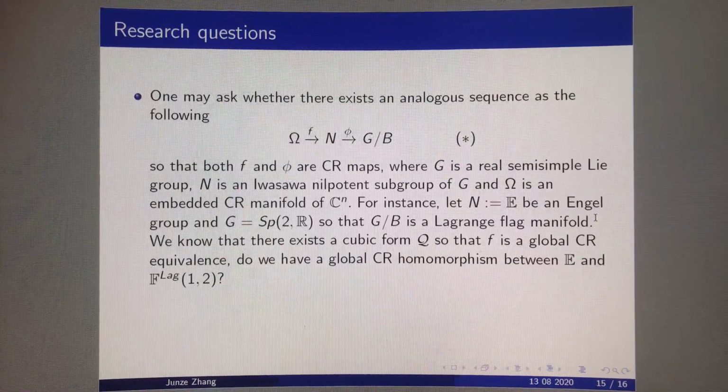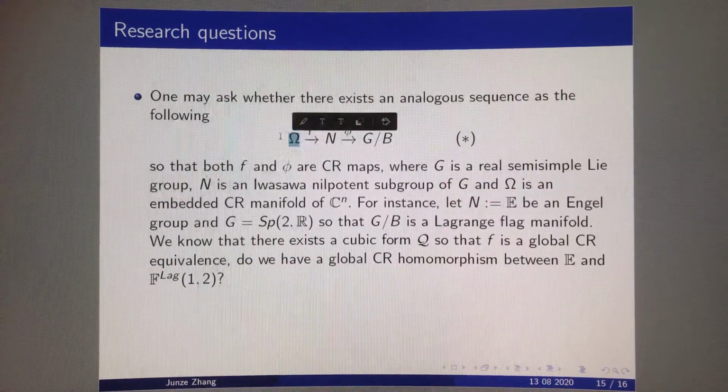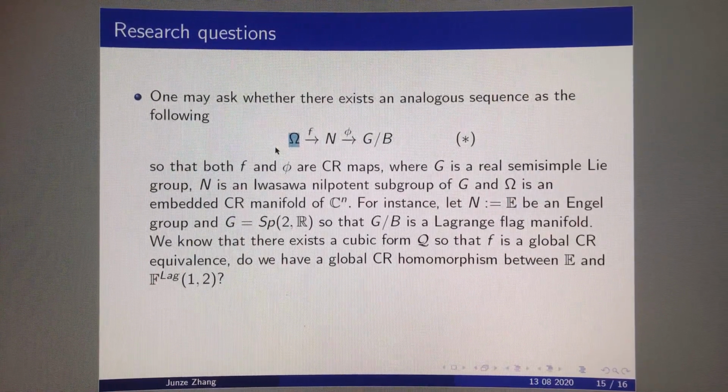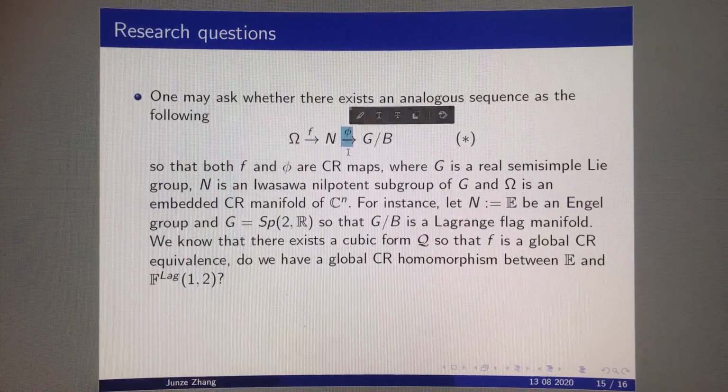The first one is, given J a real semi-simple Lie group, and B a Borel subgroup, so that J mod B is a real flag manifold, and N an Iwasawa nilpotent subgroup of J admitting a CR structure, and Omega the embedded CR manifold with the same type as N, we want to show that the following sequence is formed by CR mappings. In other words, this mapping F and little phi here are both CR maps.